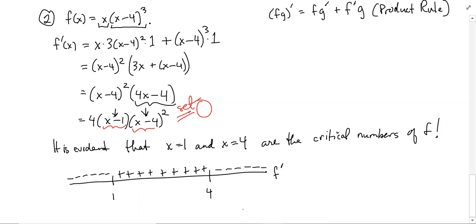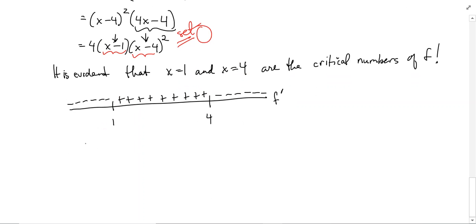So what this tells me, marching along and cataloging information here, is that on this region f is decreasing, not f prime, but f, the original function, is decreasing. On this interval, f is increasing, and on this interval, f is decreasing.